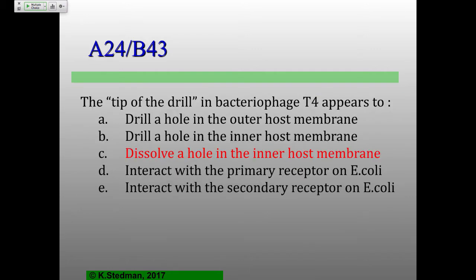Second one is what the tip of the drill did on T4. It's actually an enzyme and will degrade the inner membrane. Again, not terribly critical, but these are the questions that more than 80% of the people missed, which I think means I did a bad job of explaining them.